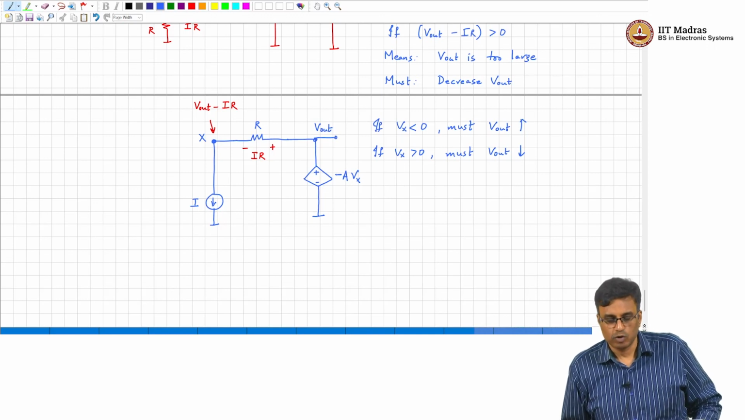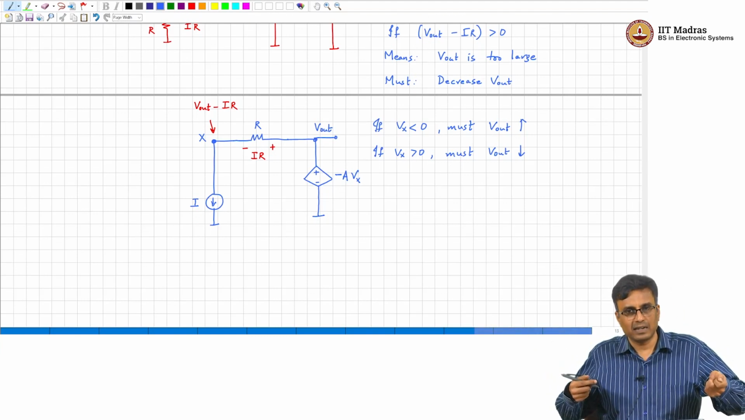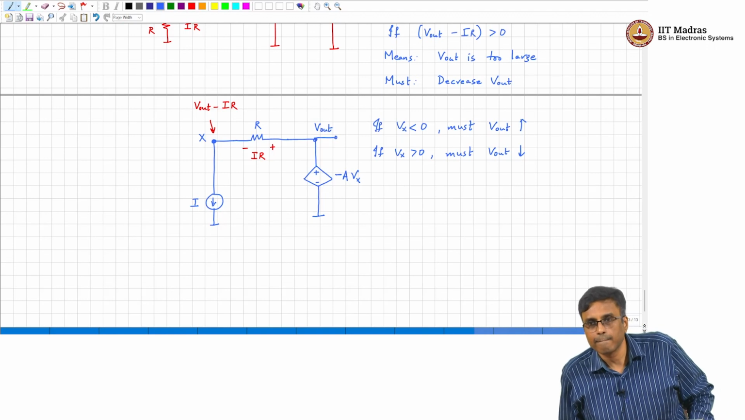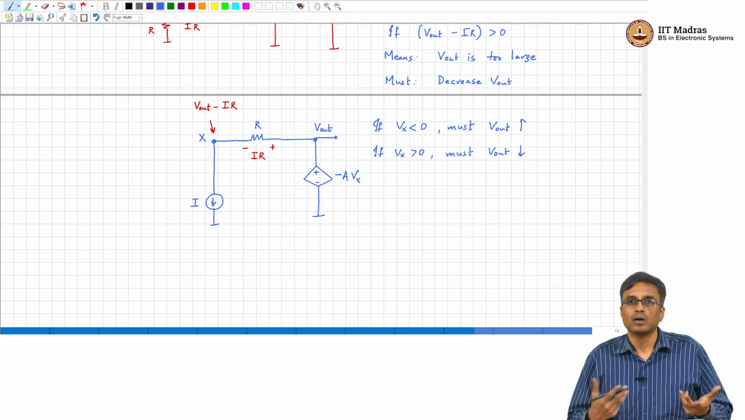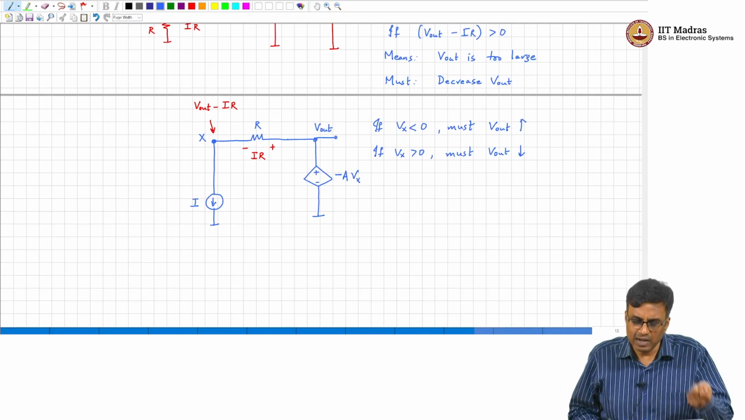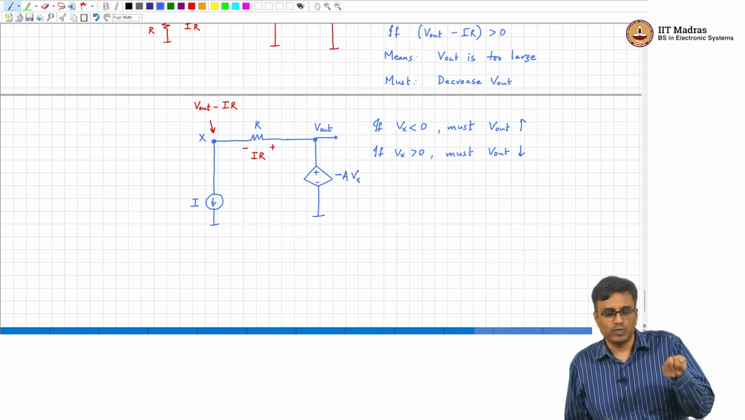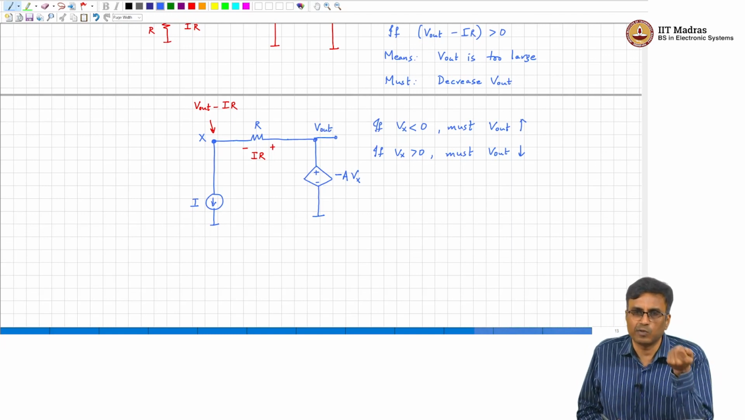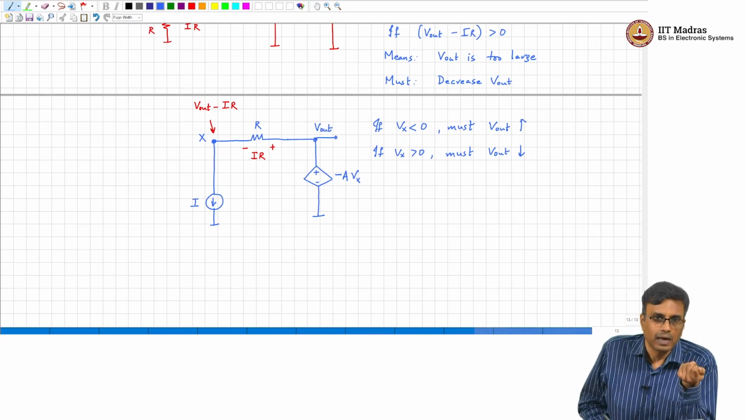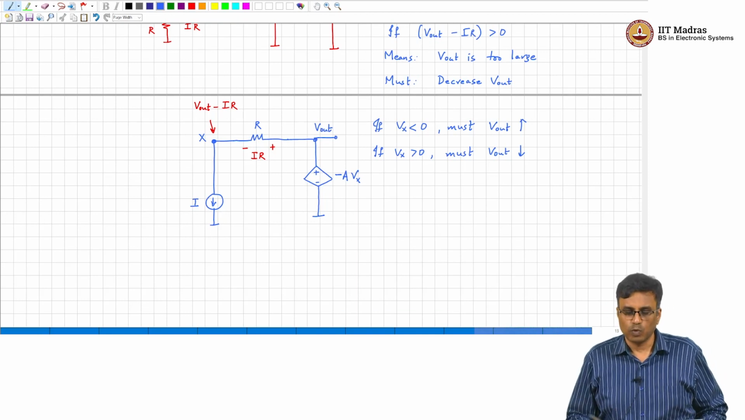correct. So, you are comparing V out minus I times R and tweaking V out in the right direction, and what should the magnitude of A be? It should be infinite, because even when you have a finite output, you want the error, which is V out minus I times R, to be 0. So, you want an infinitesimally small error. So, this must ideally be infinity. So, it is a voltage controlled voltage source with an infinite gain.